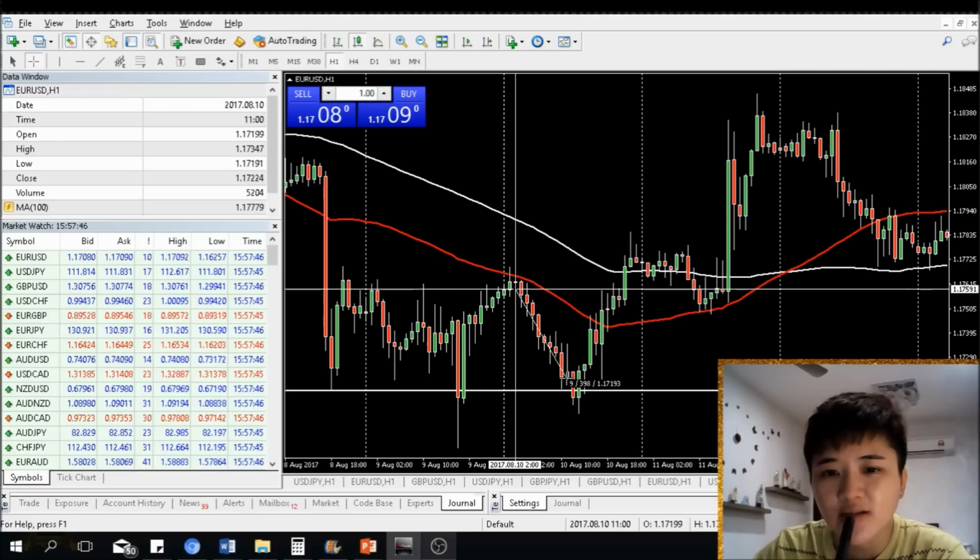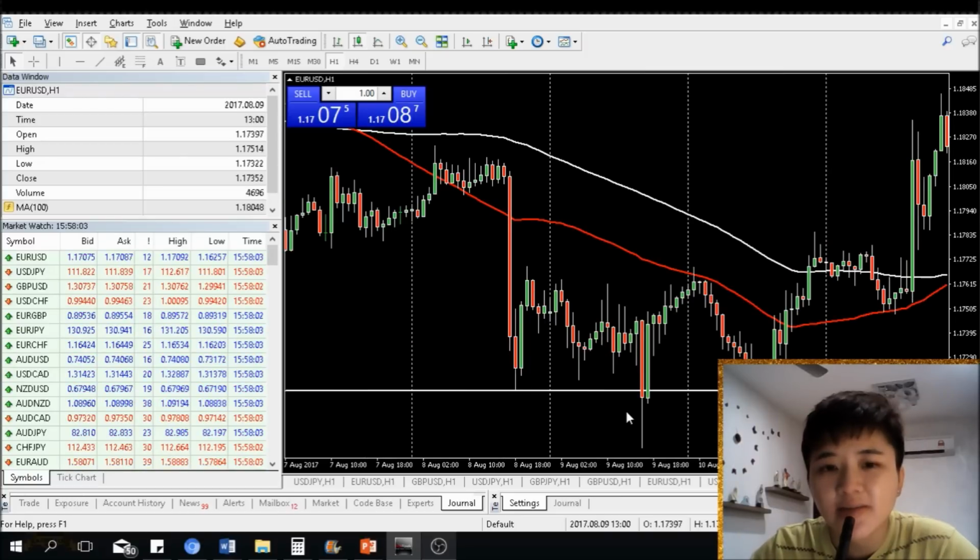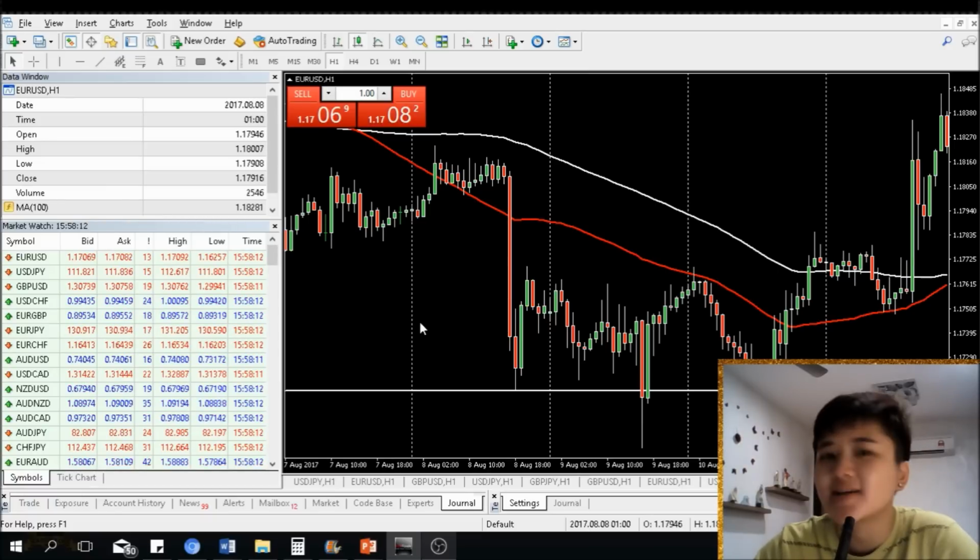Once you see a shooting star, once you see the hanging man, it's time to get out from your sell trade. To be safe, okay, add more indicators, add more filters. Because candlestick alone is not enough. May I remind you that again.